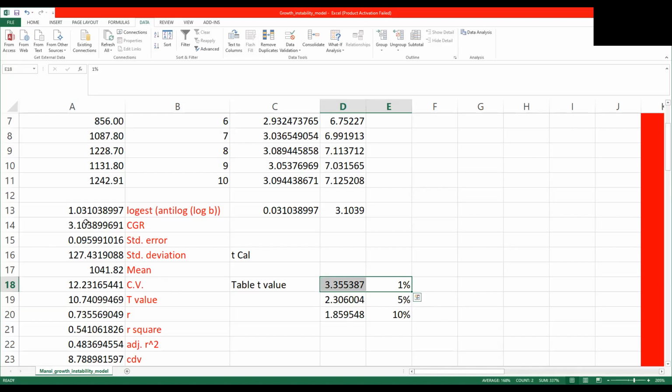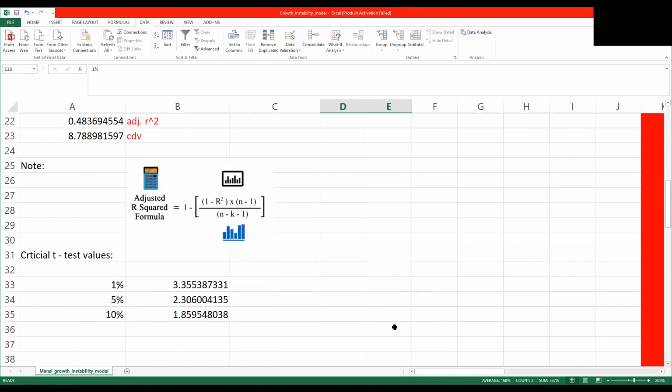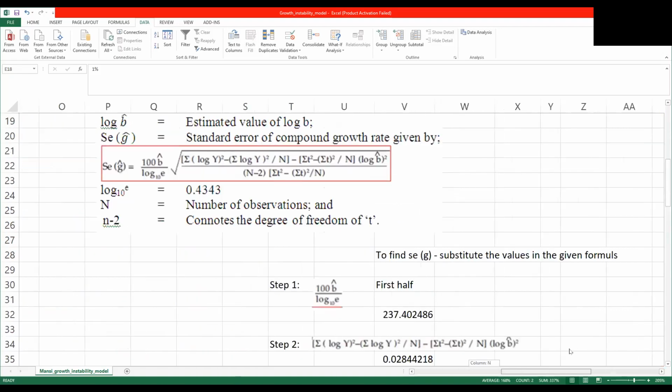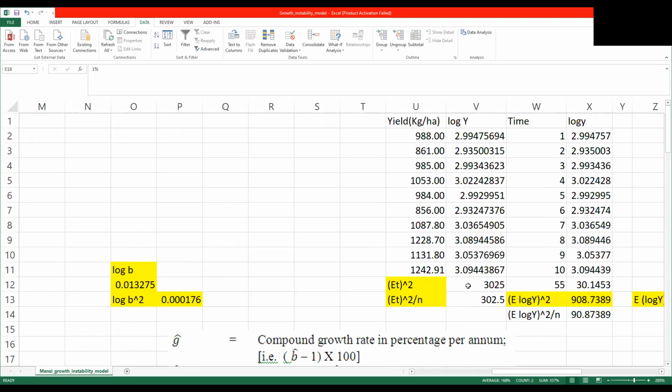But is this right? No, this is not right, because we have obtained the growth rate, and we need to obtain the standard error of the growth rate. Then only can we say whether the growth rate is significant or not. So how to do that? It's a tedious process, but it's worth your time.